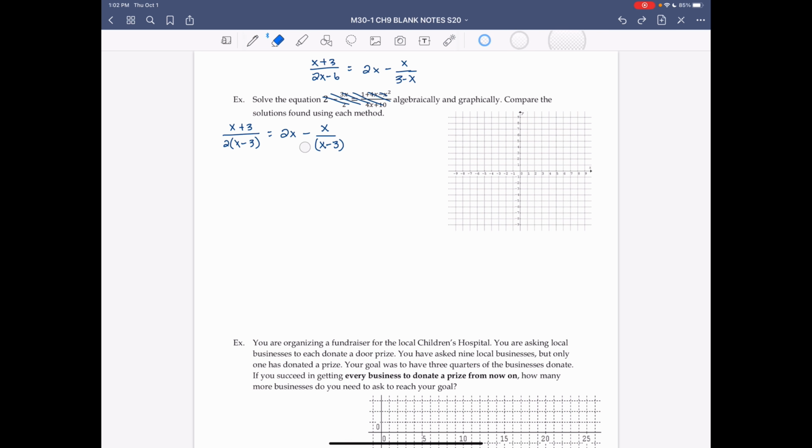Next step, we want to list any restrictions on the variable. We have x minus 3 on the bottom of our fractions, so our non-permissible value would be x equals 3. Next step is to multiply everything by the lowest common denominator, which in this case would be 2 times (x minus 3).